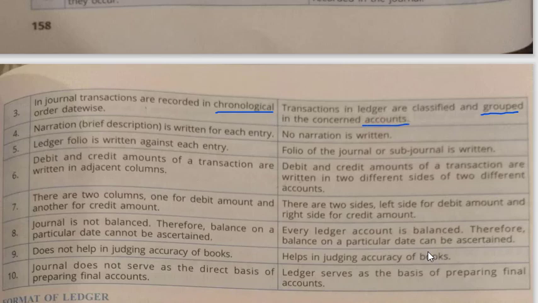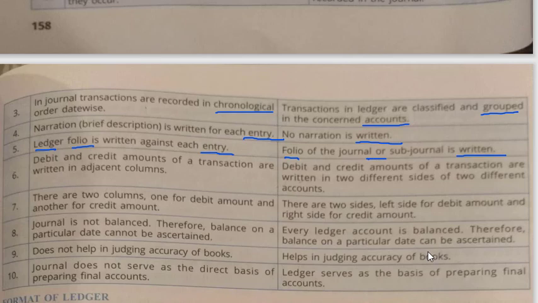Fourth, narration is written to each entry in the journal. In journal we write narration, a brief description. Here in ledger no narration is written. Fifth, ledger folio is written against each entry. So in journal you will find a column called ledger folio, LF. Here in ledger, the folio of the journal or the sub-journal is written. So the page number of the journal is written here.